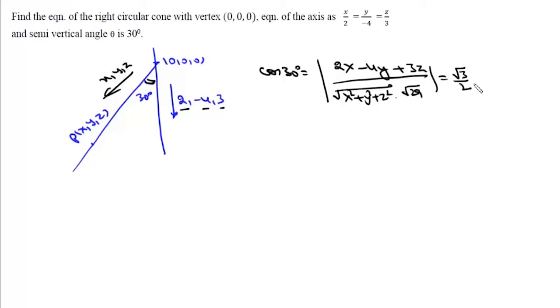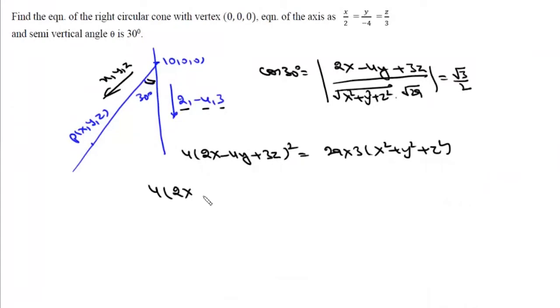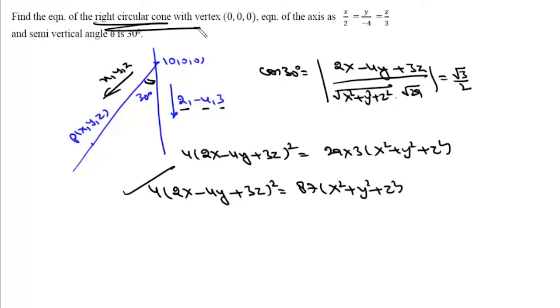Now we square it, we can write this as 4 into (2x minus 4y plus 3z) whole square, equal to 29 into 3 into (x square plus y square plus z square). So it will be 4 into (2x minus 4y plus 3z) whole square equals 87 (x square plus y square plus z square), and that is the equation of this right circular cone.